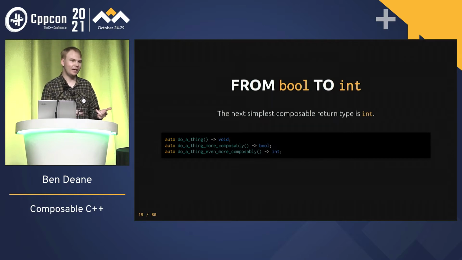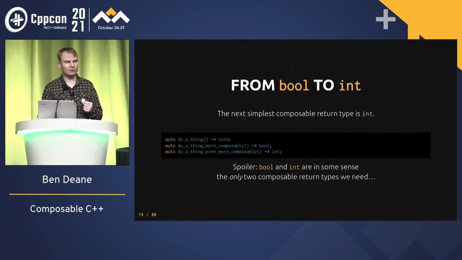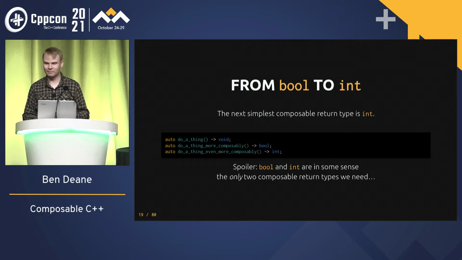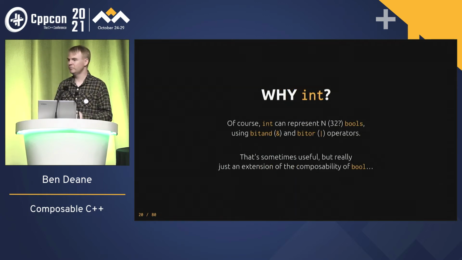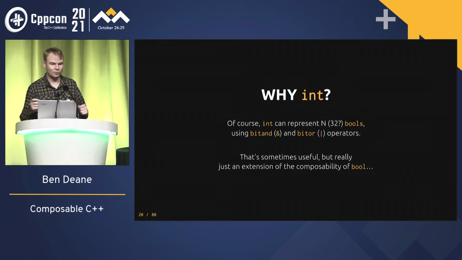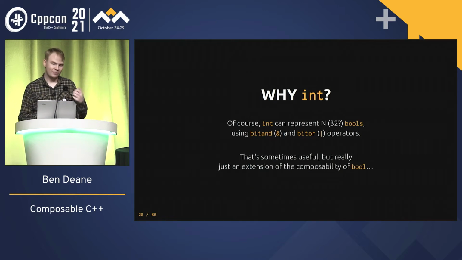And when I say int here, I mean, actually, we might as well lump in with int any arbitrary arithmetic or numeric type. But I'm just saying int here for simplicity. And the slight spoiler here is that in some fundamental sense, bool and int are really the only two, or at least are isomorphic to the only two return types we need to unlock composability. So, why do we say int? Well, one trivial way of looking at int is that it's a collection of bools, and that's sometimes useful.